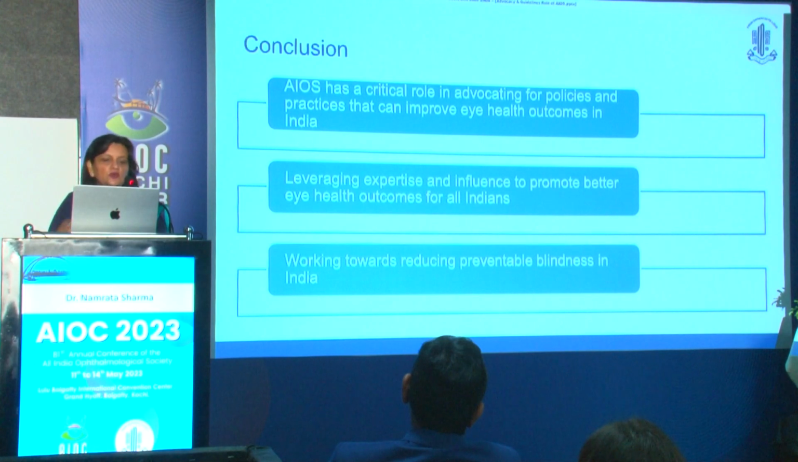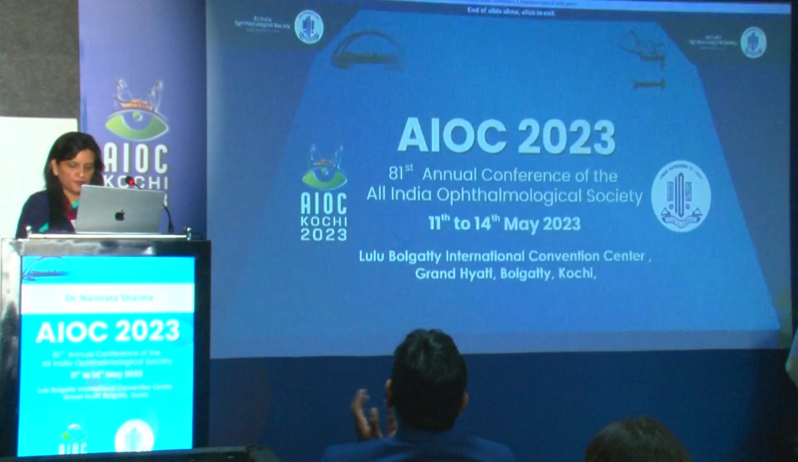So to conclude, AIOS, and I think any society which is for the medical fraternity, has an important role in advocating for policies and practices that can improve the eye health outcomes in India, and leveraging expertise and influence to promote better eye health outcomes for all Indians is what we are looking at. And this cumulative effort would lead to reducing preventable blindness in the country. Thank you very much for your kind attention.